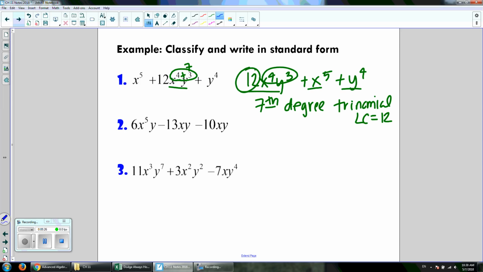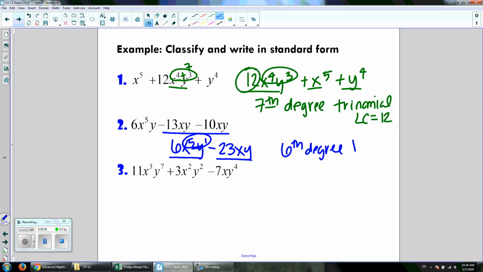Okay, number 2, what I want you to notice is that first we have to put together our two terms, like we just talked about, simplifying first. So I have 6x to the 5th y minus 23xy. To find my degree, I have to realize that that y has a 1 as an exponent. So if I add those together, that's a 6. So that's a 6th degree. Now that I have simplified, that's only two things, so it's a binomial. And the leading coefficient here is 6, that number out front.